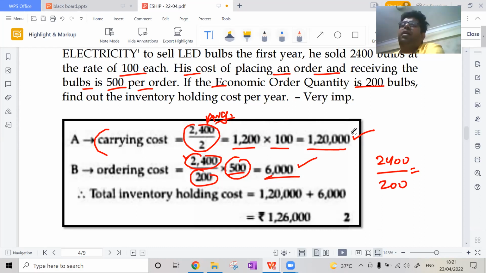So ultimately, carrying cost is 1,20,000 and the ordering cost is 6,000. So my overall cost is 1,26,000. This was asked in CPSE around 2010.